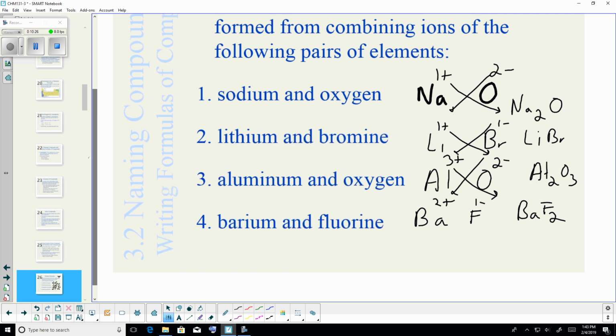Okay, Na is +1. It's in column 1. Okay, I see that. Oxygen is in column 6A, so it's 2 minus. Why is that?